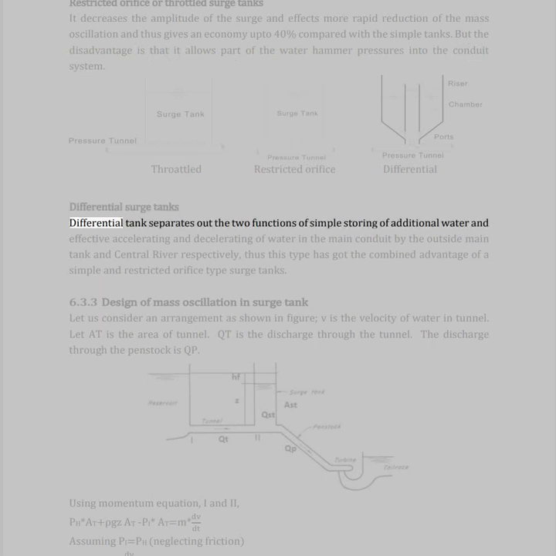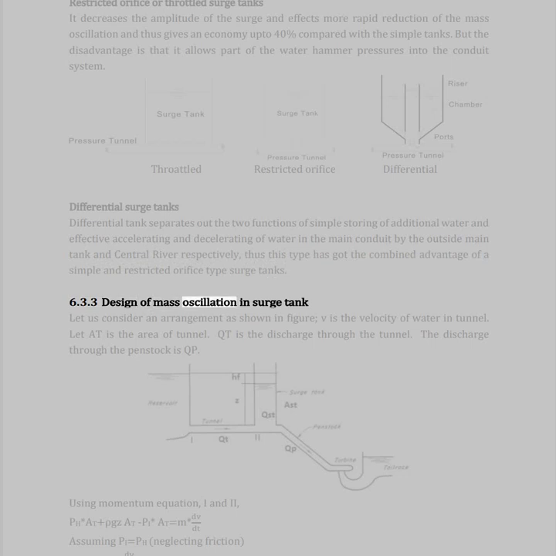Differential surge tanks. A differential tank separates out the two functions of simple storing of additional water and effective accelerating and decelerating of water in the main conduit by the outside main tank and central riser respectively. Thus this type has got the combined advantage of simple and restricted orifice type surge tanks.